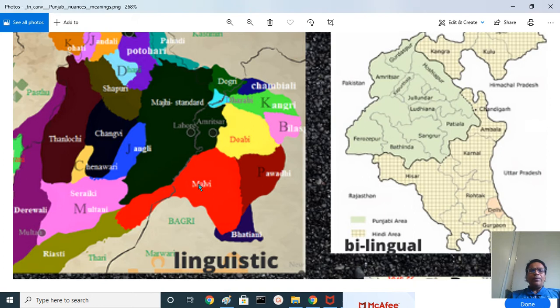So Malvi dialect is spoken here, and on the east side the Pawadhi dialect is spoken, especially in the Patiala region and Samana region and Nabha regions and so on. And Malvi dialect is spoken in Firozpur and Faridkot and Malerkotla and Barnala and those parts. South of that, where the Ghaggar River merges into the Rajasthan desert, a Bagri language is spoken, bordering Sriganganagar district, Hanumangarh district and so on. And the southern part speaks a dialect called Bhatiani language.